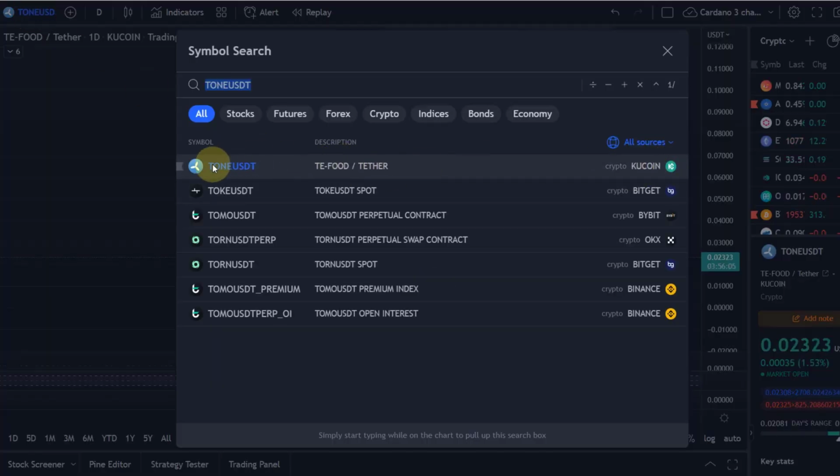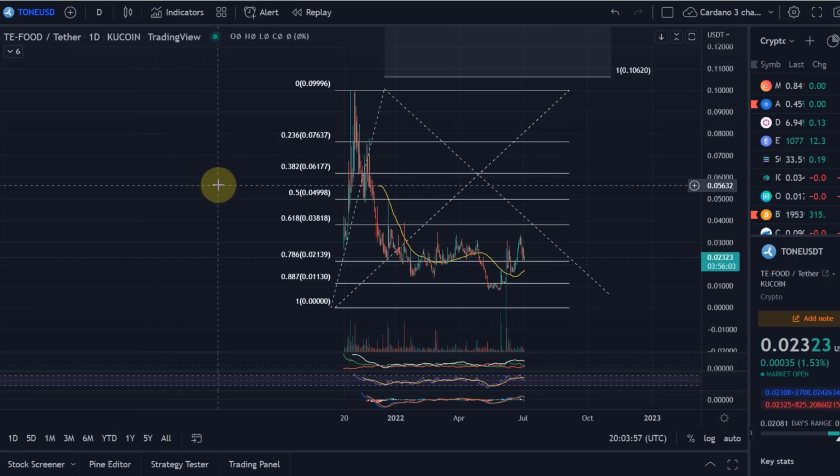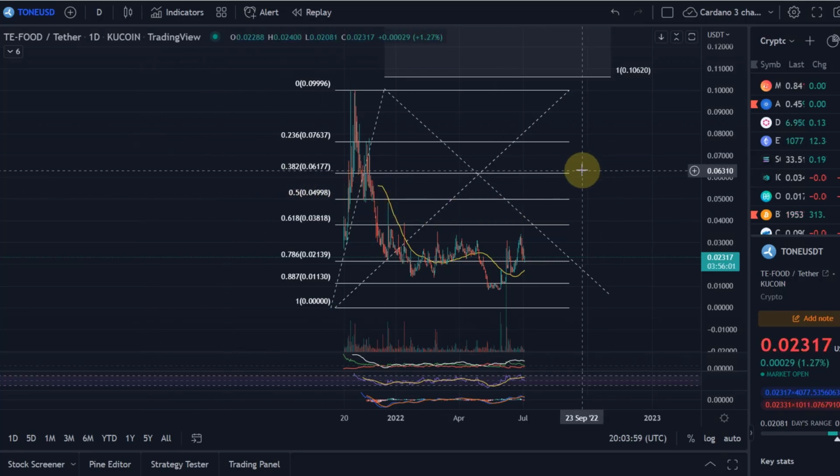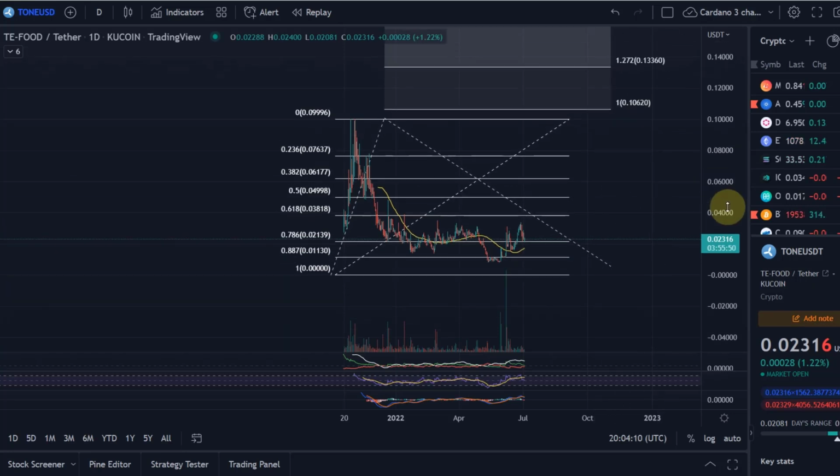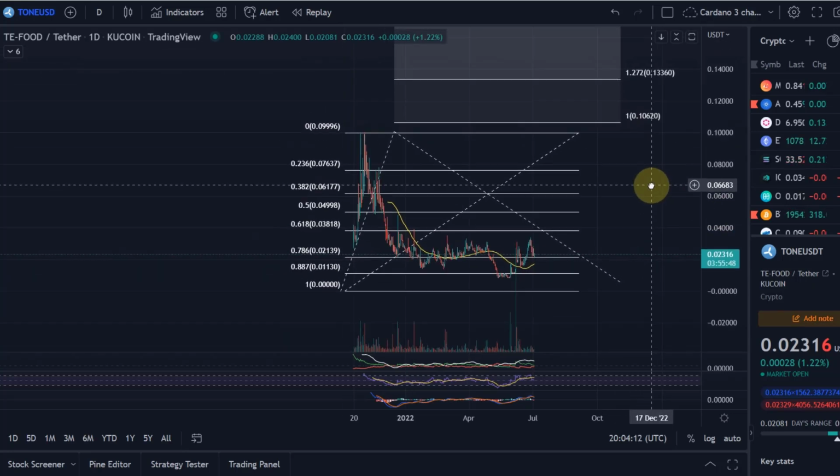KuCoin, TE Food or Tone USDT. So we look at it from various angles. We look at the chart from an Elliott wave count point of view, but also generally at support resistance levels, volume and other indicators to give a proper TA here covering most important aspects.